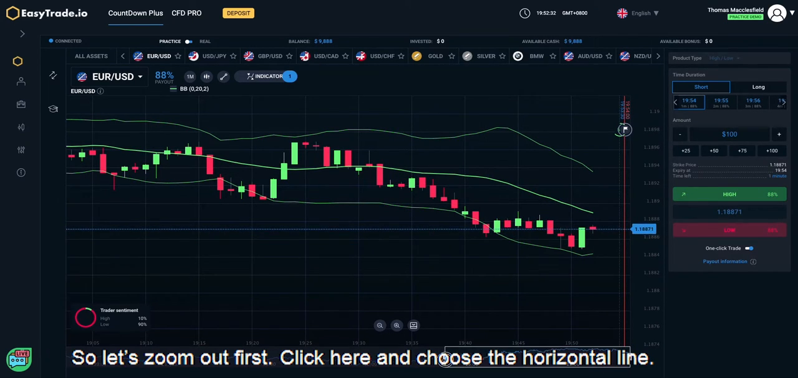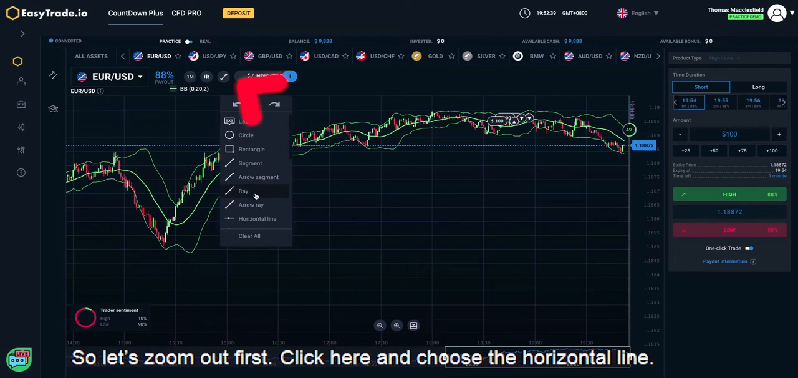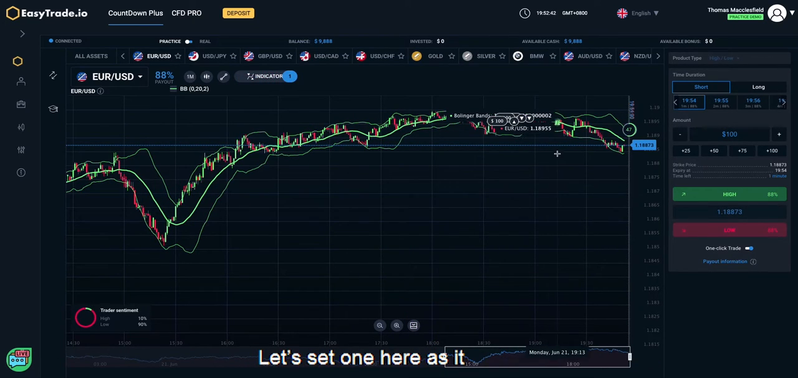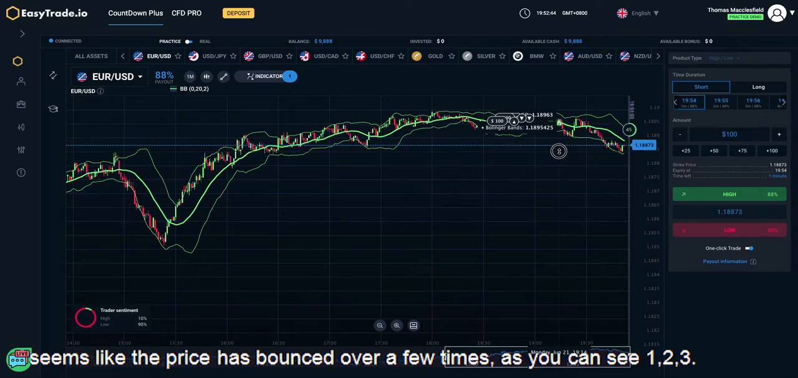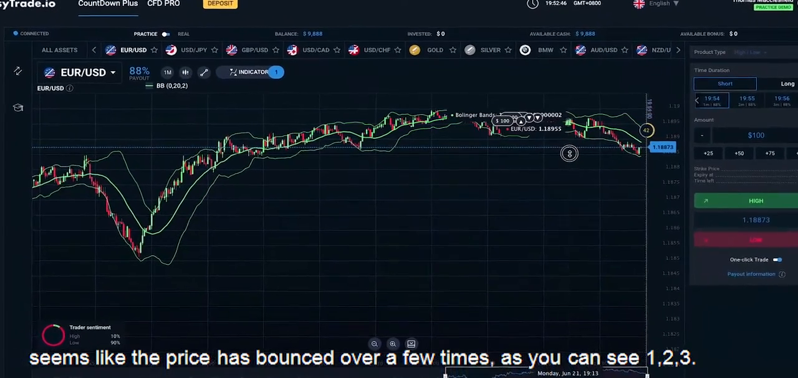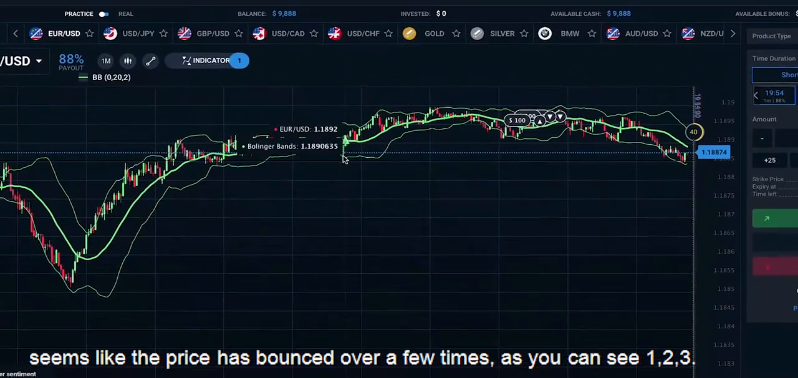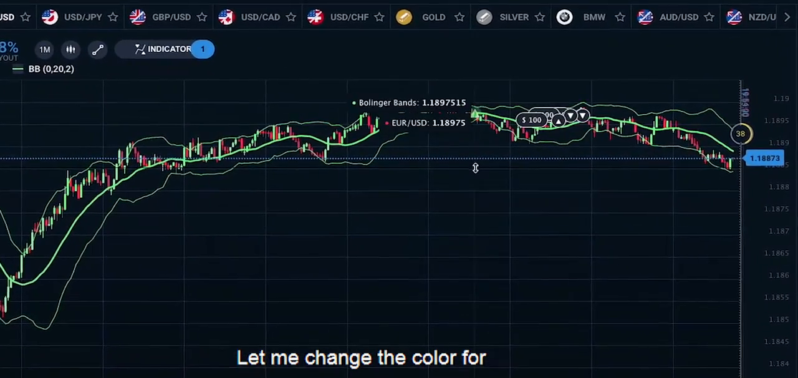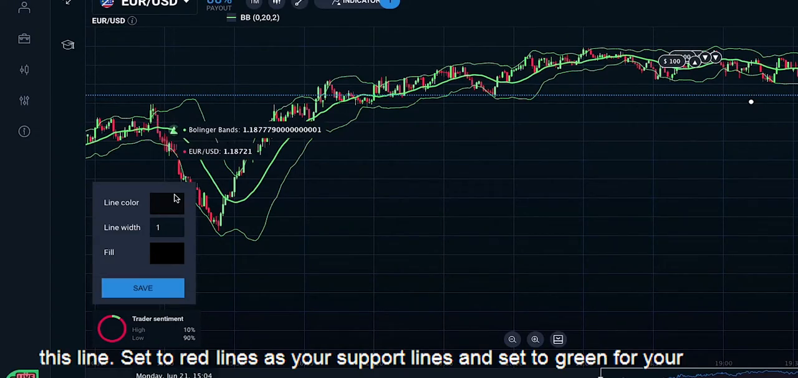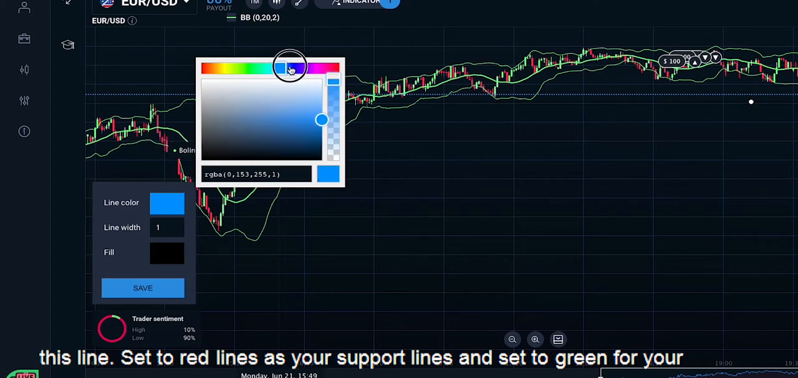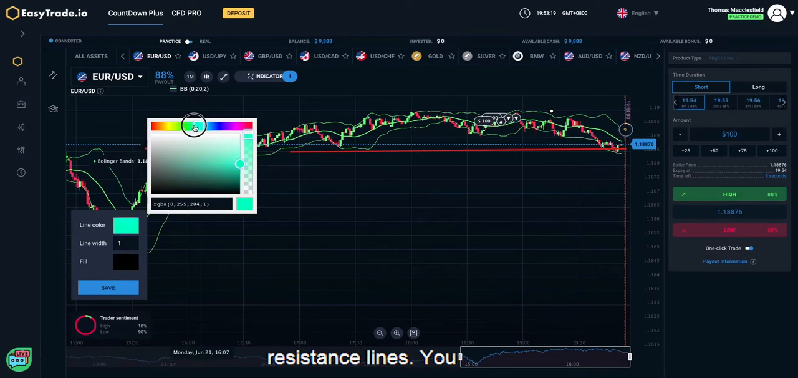So let's zoom out first. Click here and choose the horizontal line. Let's set one here, as it seems like the price has bounced over a few times. As you can see, 1, 2, 3. Let me change the color for this line. Set to red lines as your support lines, and set to green for your resistance lines.